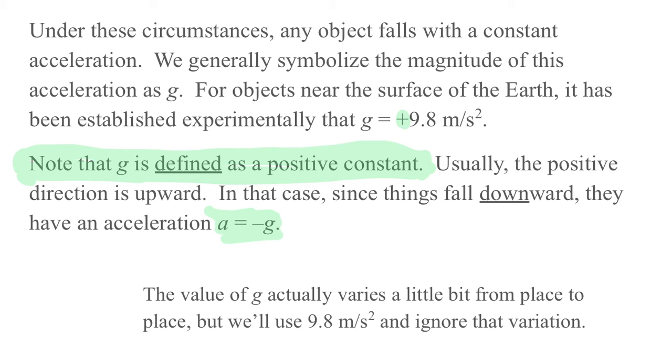The value of g actually varies a little bit from place to place on the Earth, but we're going to use 9.8 meters per second squared and ignore the variation. Anywhere near the surface of the Earth, the acceleration rounds to 9.8. It can be as high as 9.82 and as low as 9.76, I think. But in all cases, when you round to only one decimal place, you'll find that it rounds to 9.8. The small variations in g actually allow you to map the density of the Earth, and we'll talk more about that when we get to full-on gravity later in the class.